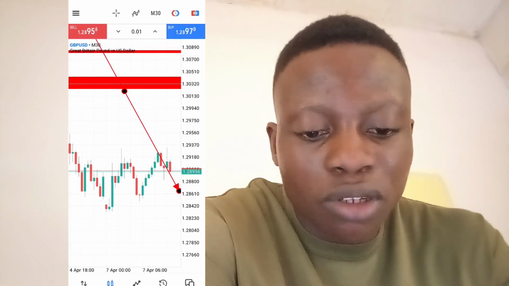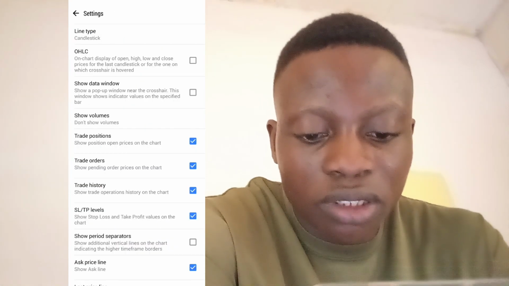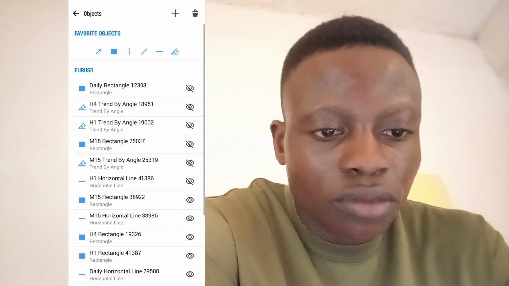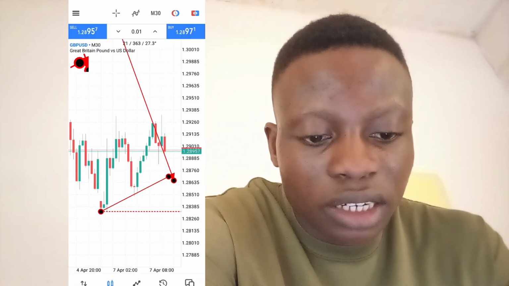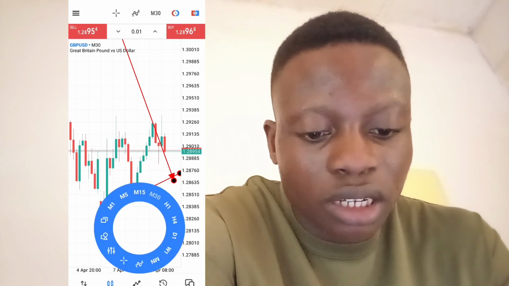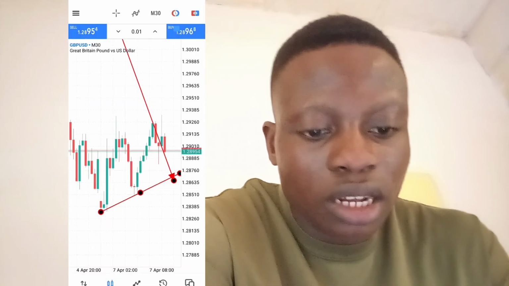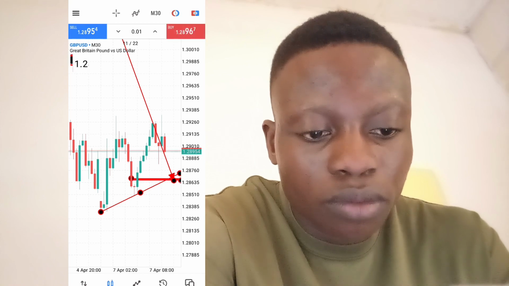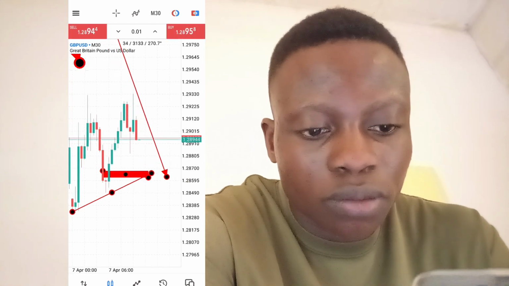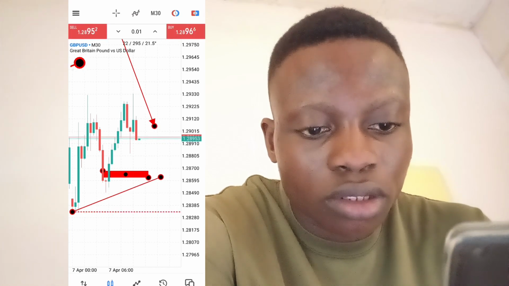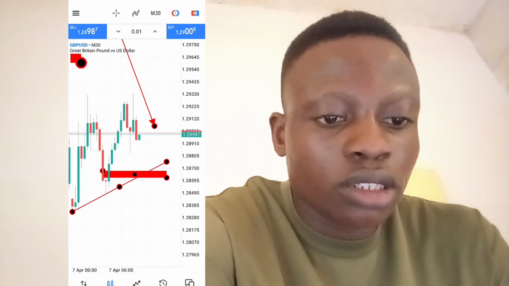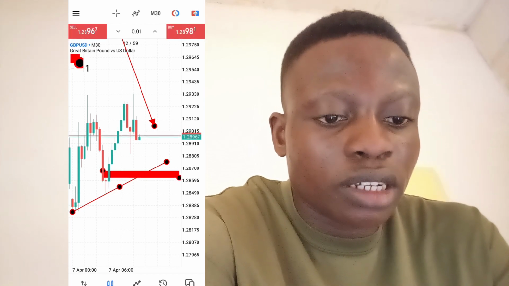And if I plot a trend line, let me go back. Plot the trend line like this. If I plot my trend line, this is exactly what the trend line gave me, and this is the area I'm expecting the market to come.